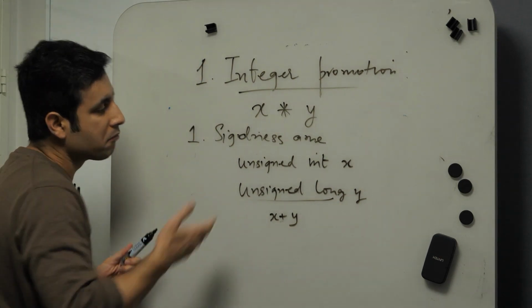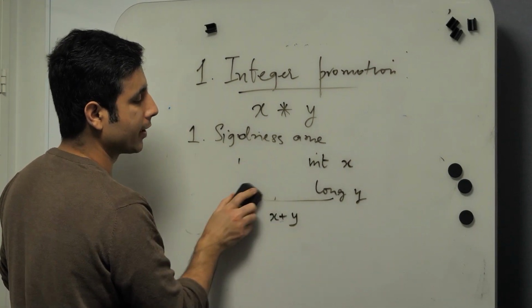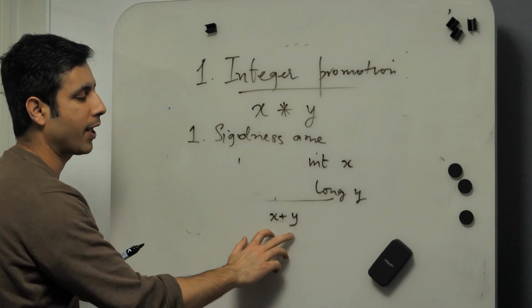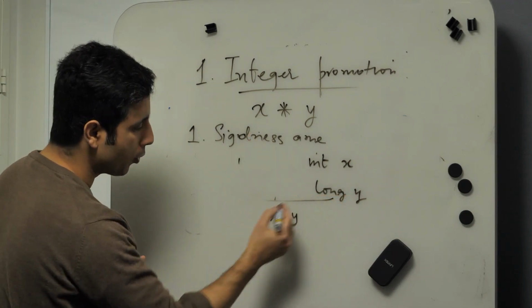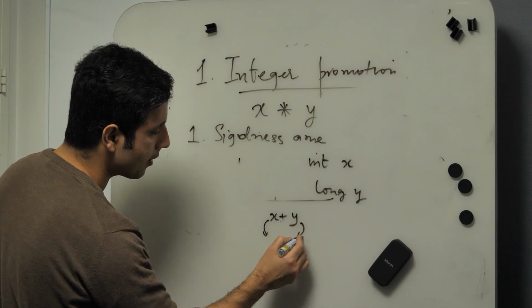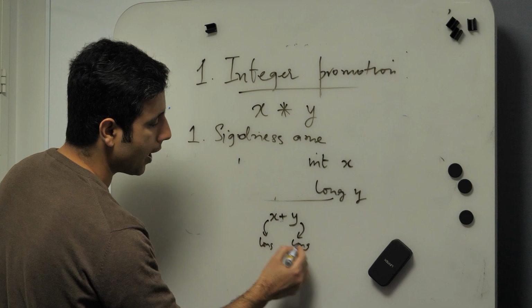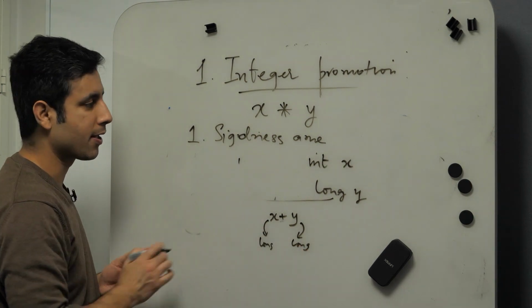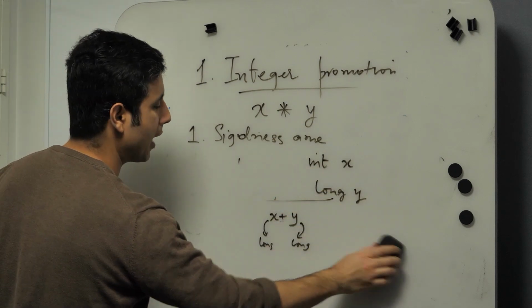And the same could be said if both are signed. Then the common type for x and y would be long, and both of these operands would be converted to long, and after that the addition will take place. So having the same signedness is an easy case.